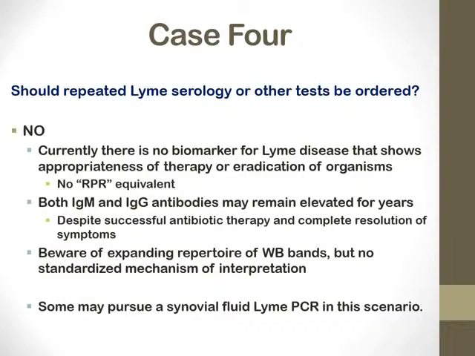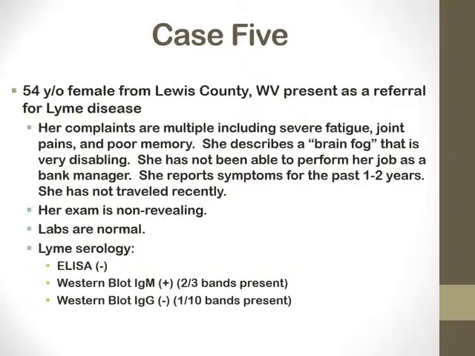It is true that the repertoire of bands tends to decrease over time, but at this point, due to the fact that different labs test different bands in different manners, there's no standardized mechanism of interpreting that, so you can't look at repeat testing. I think doing repeat testing in her would open more questions than answers. So at this point, I would not. Some people would pursue synovial fluid sampling with PCR on the synovium, but it doesn't really change your management if you've already been appropriately treated with several courses of IV and PO therapy.